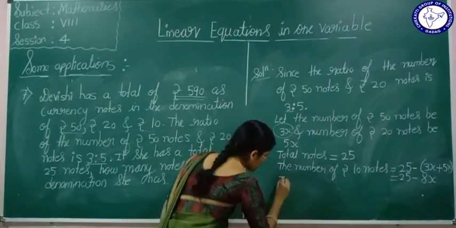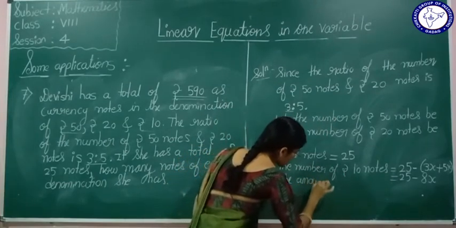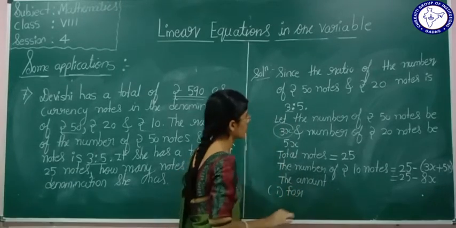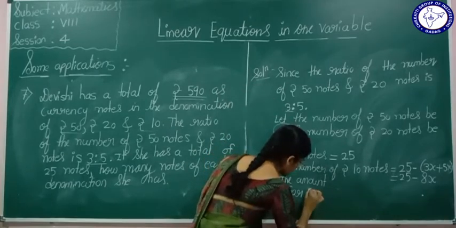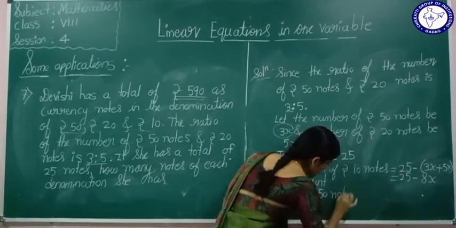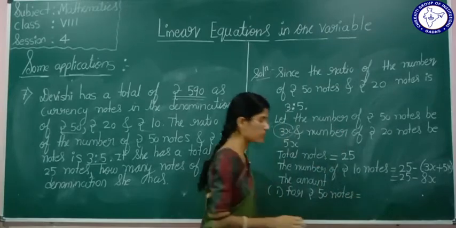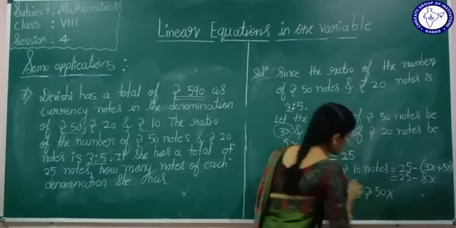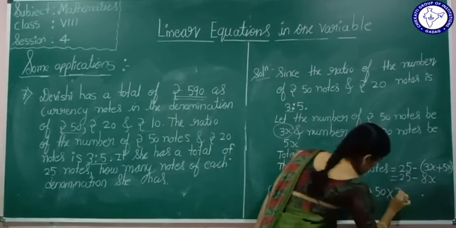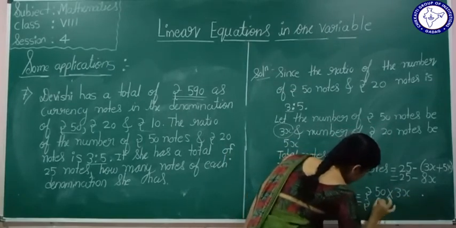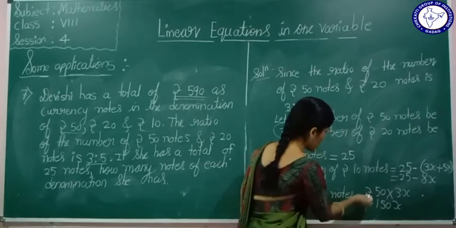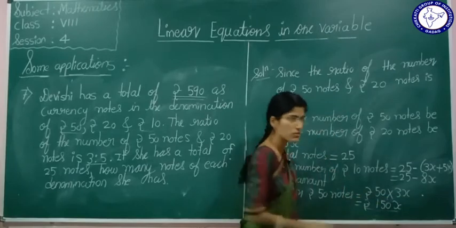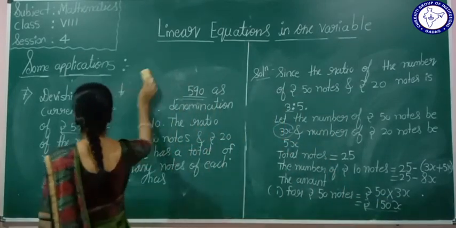Now see here, the amount for rupees 50 notes. So how much amount she has of 50 notes we will calculate. That is rupees 50. How many notes did we take here? That is 3x. The total amount will be rupees 150x. Next, the 50 notes total amount, how much she has? Rupees 150x.